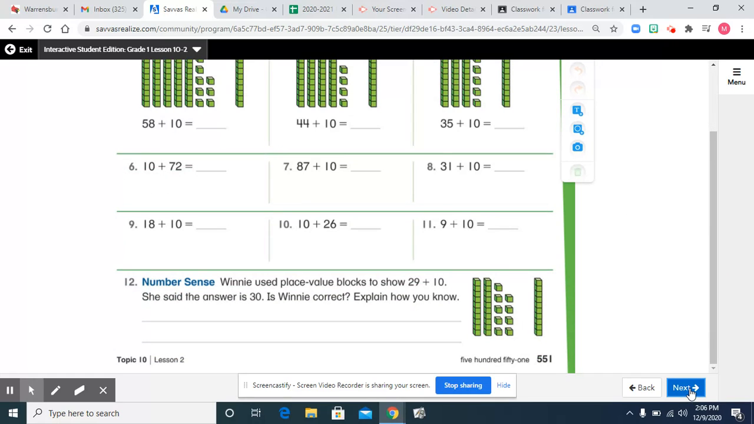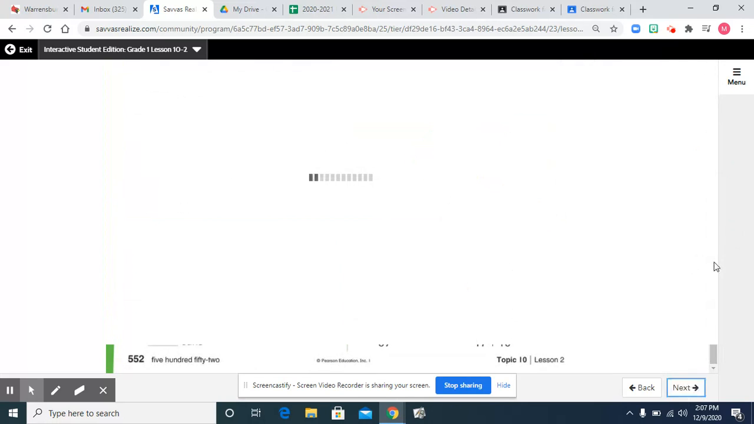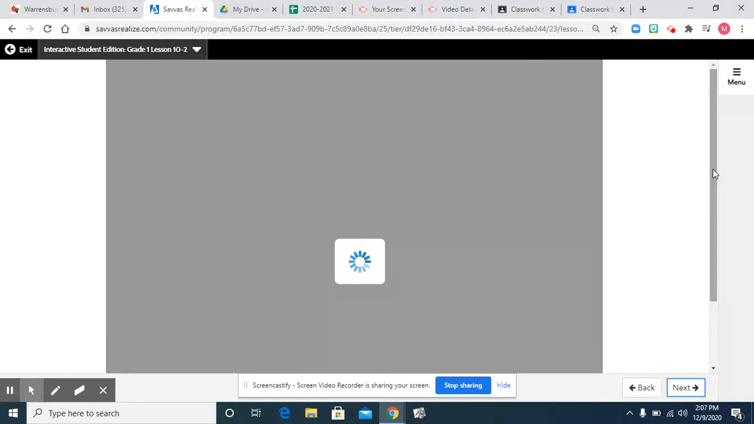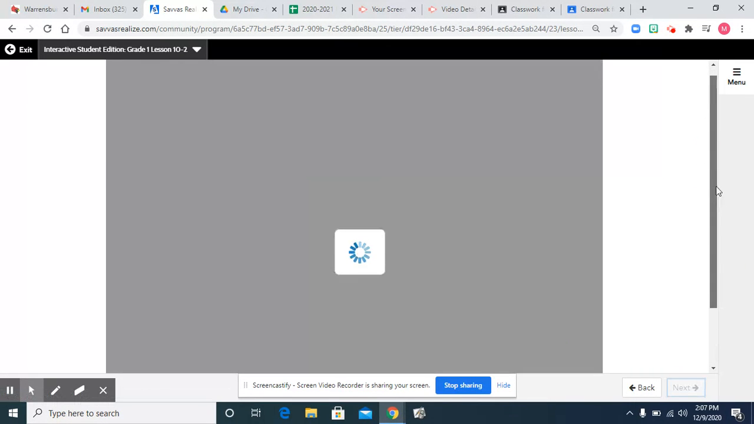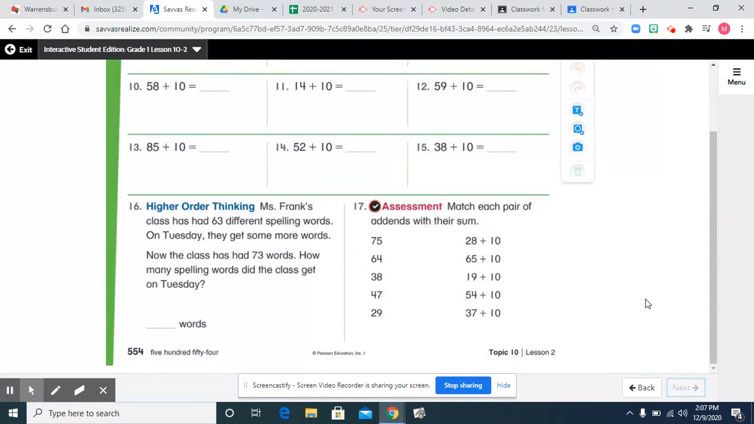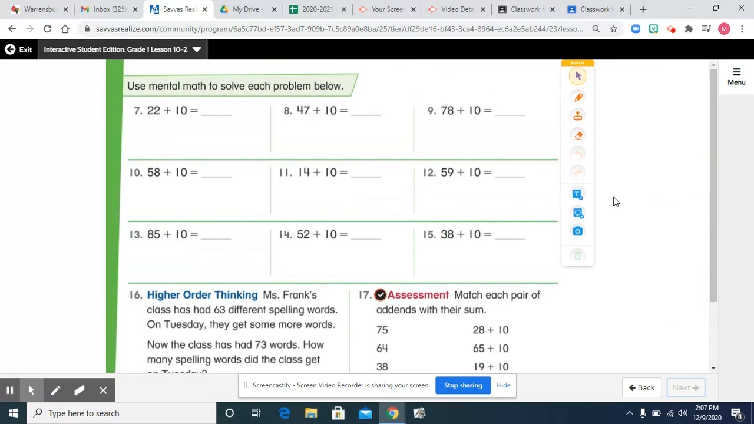Once you are done with that, if you want some extra problems to do, you can do the next page, some of those, 552. You can do a few on page 553 and a few on page 554, if you would like. Those are always good to get some extra practice with.